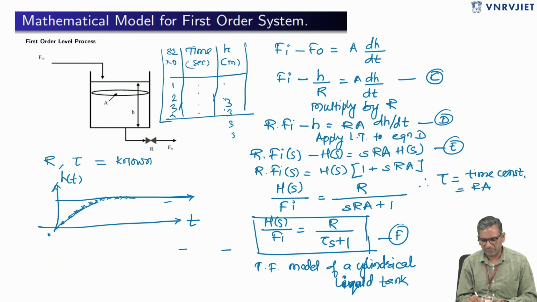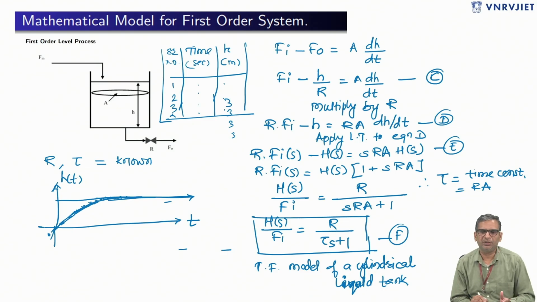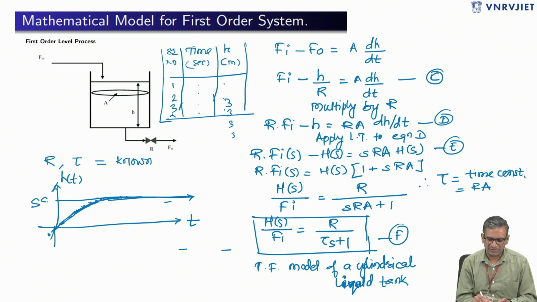Let's say I got this particular response for the given tank, and as we know, the time required for a first order system to reach 63.2% of the final steady state. Let's say this is the steady state response. So I will be finding out 63.2%, that is, at what time it reaches 63.2%. Let's say that is the tau value.